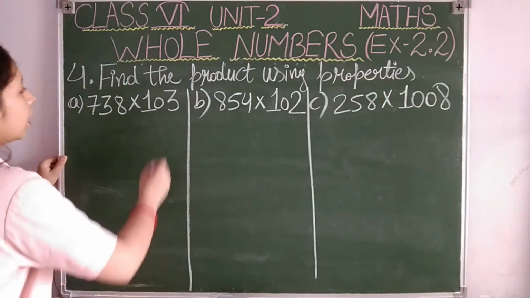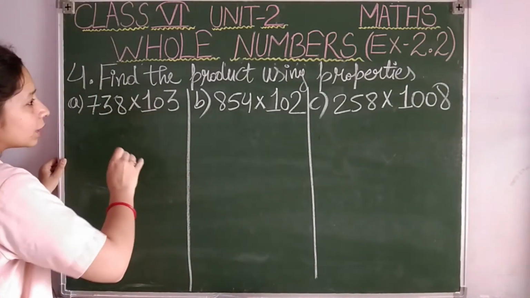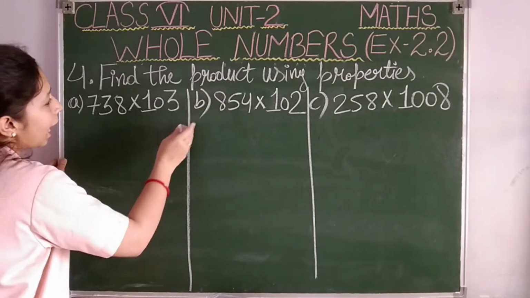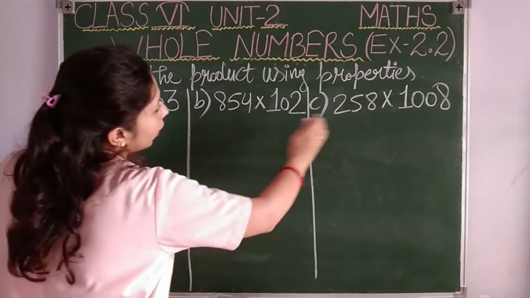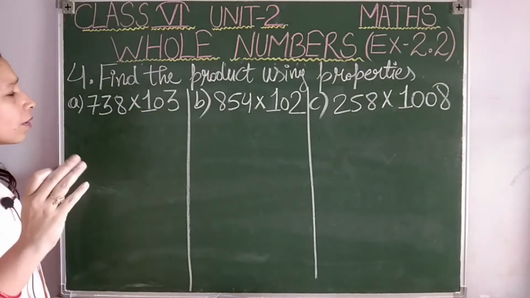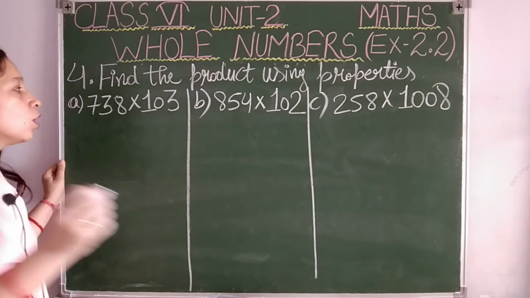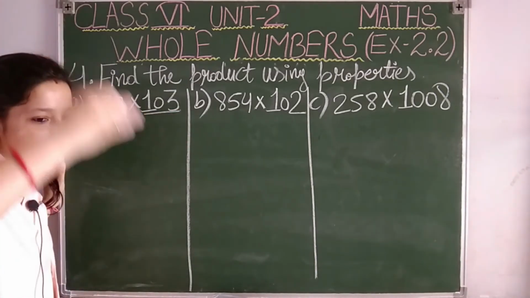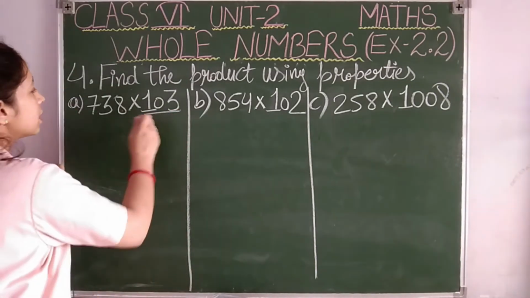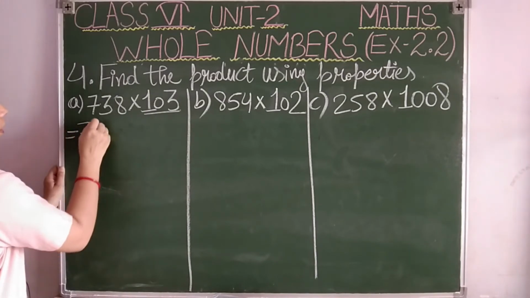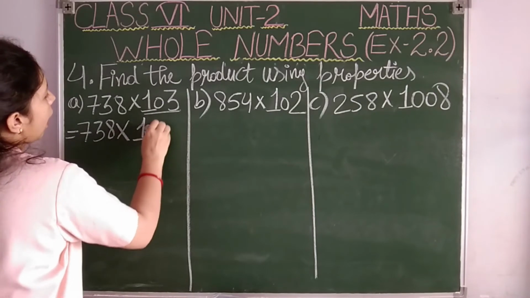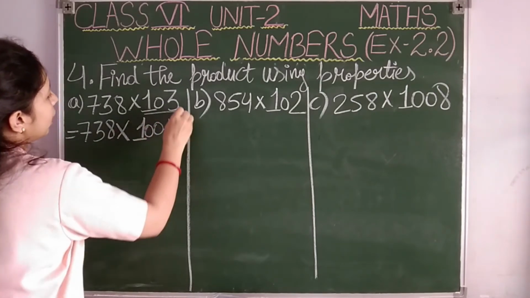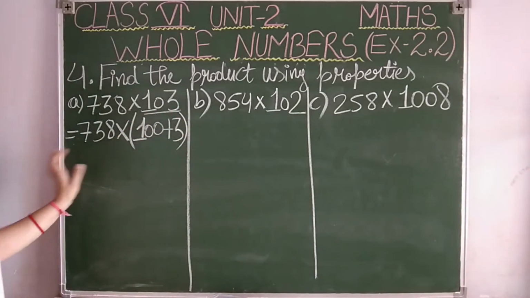Look how, students. If you are given with such a question where you have to use property, one thing is common in all these 3 questions: 103, 102, 1008, numbers related with 100 are given. So such numbers you are going to take and break. Break means here I will copy 738 as it is, and this 103 I am going to write as 100 plus 3. Clear, students?